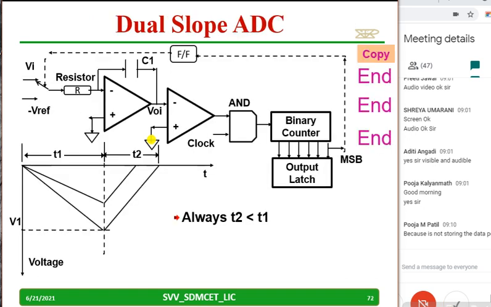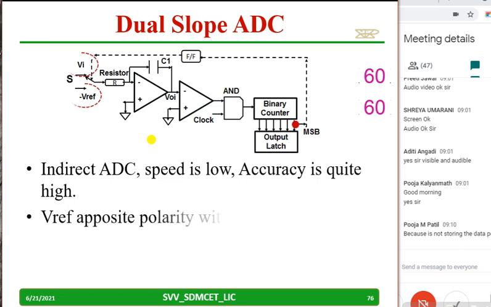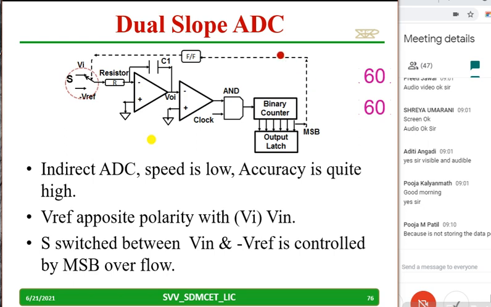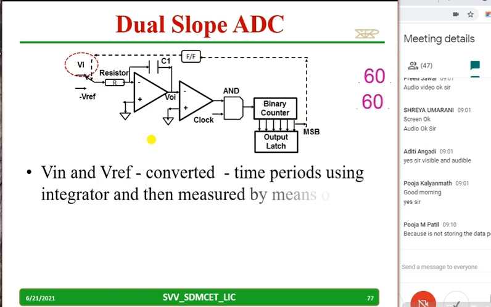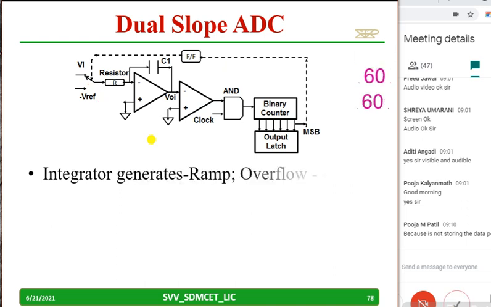The last we have discussed is the dual slope, which is very interesting, and sometimes it's difficult to understand because it takes time to convince somebody. Why is it called indirect? Because we convert the voltage into a time period, then we do the comparison. Then the switch is controlled by the MSB overflow. This is one important point we have to remember. And then we discussed that VN and V reference are converted into time periods using an integrator, and then those will be measured by means of a counter.